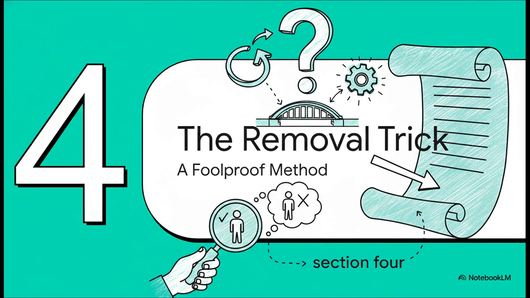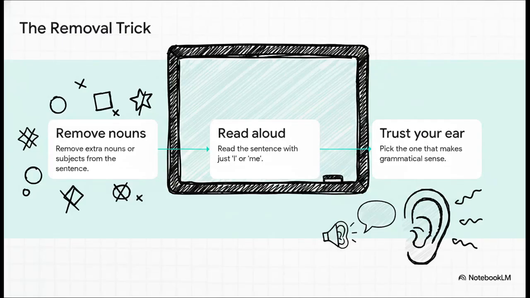Moving on to step 4, the simple removal trick. This is a total game changer. If you ever get stuck staring at a sentence, don't panic. There is a foolproof 3-step trick to get the right pronoun every single time.